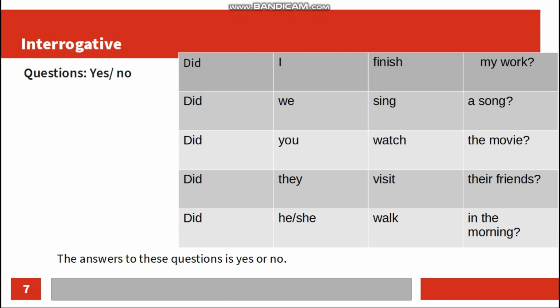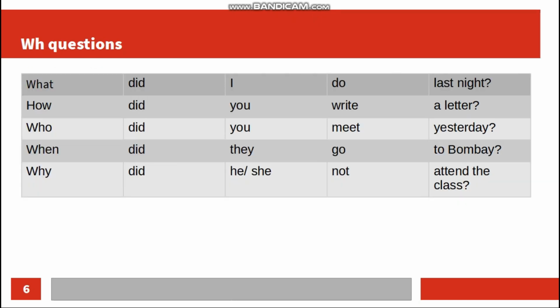The answer to these questions is usually yes or no. That's why these are called yes and no questions. Now the WH questions. What did I do last night? Now here you have to be careful because do is the main verb of this sentence. So what did I do last night?